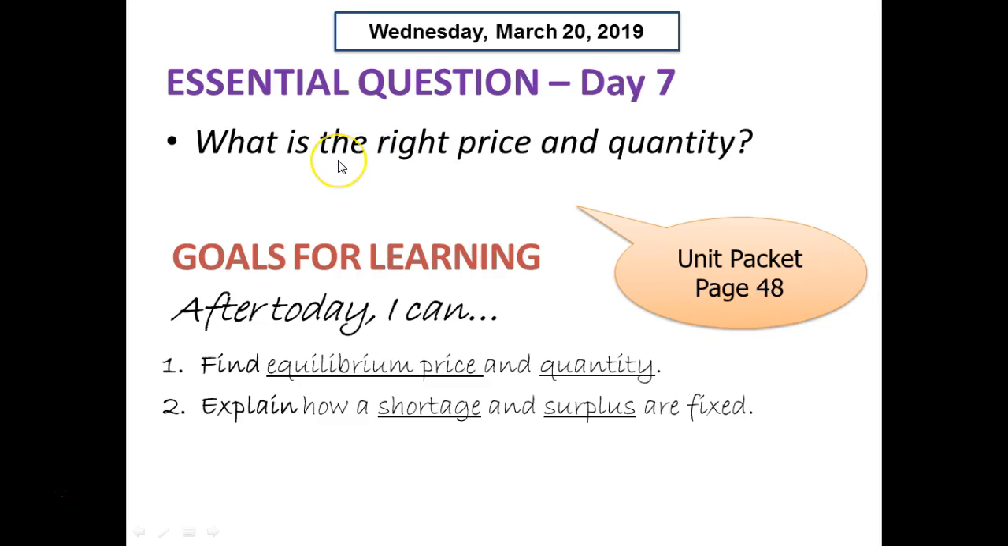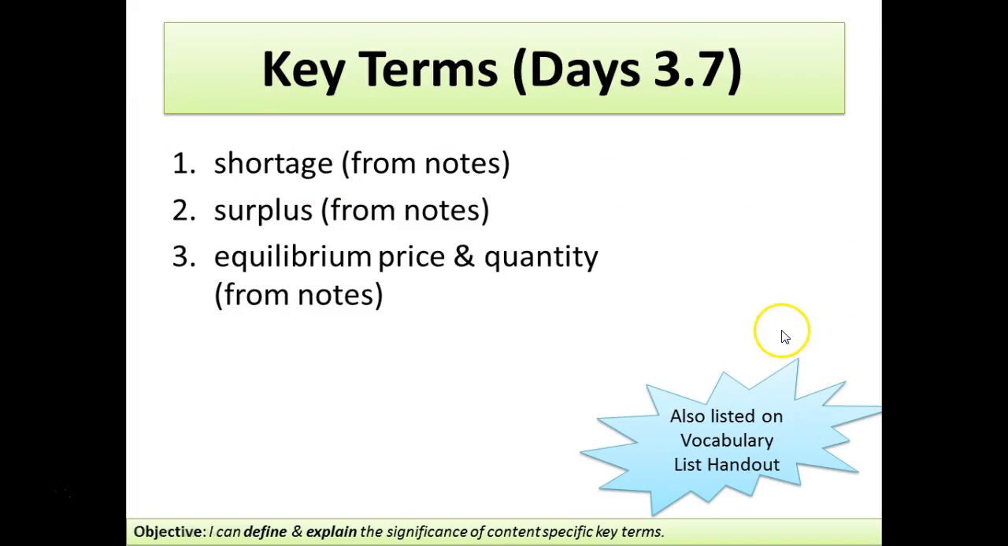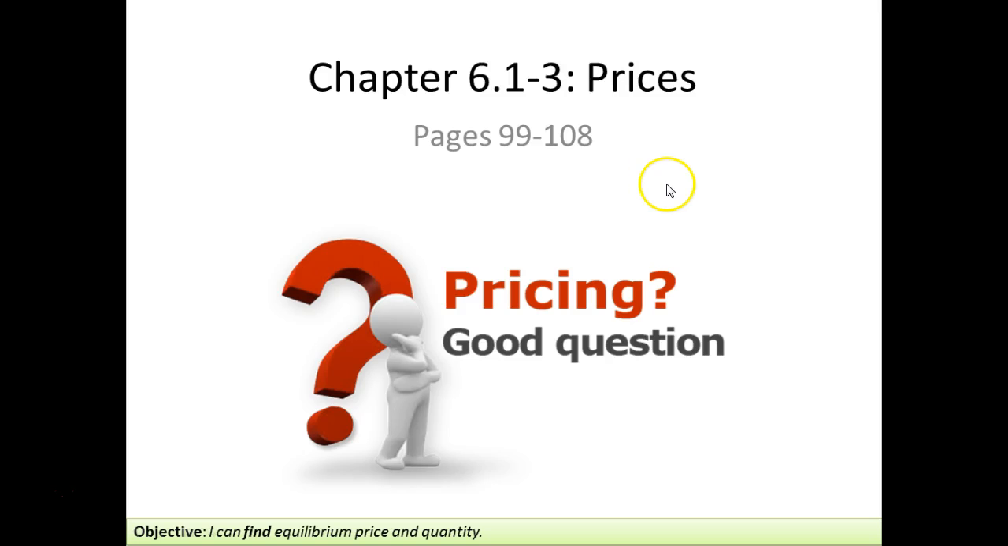So our big question for today: what is the right price and quantity? We're going to find equilibrium price and quantity and then explain how a shortage and a surplus are fixed. This is our last standard for this unit, and our assessment will be next Friday on the 29th. And there are 3 key terms that we're going to define.